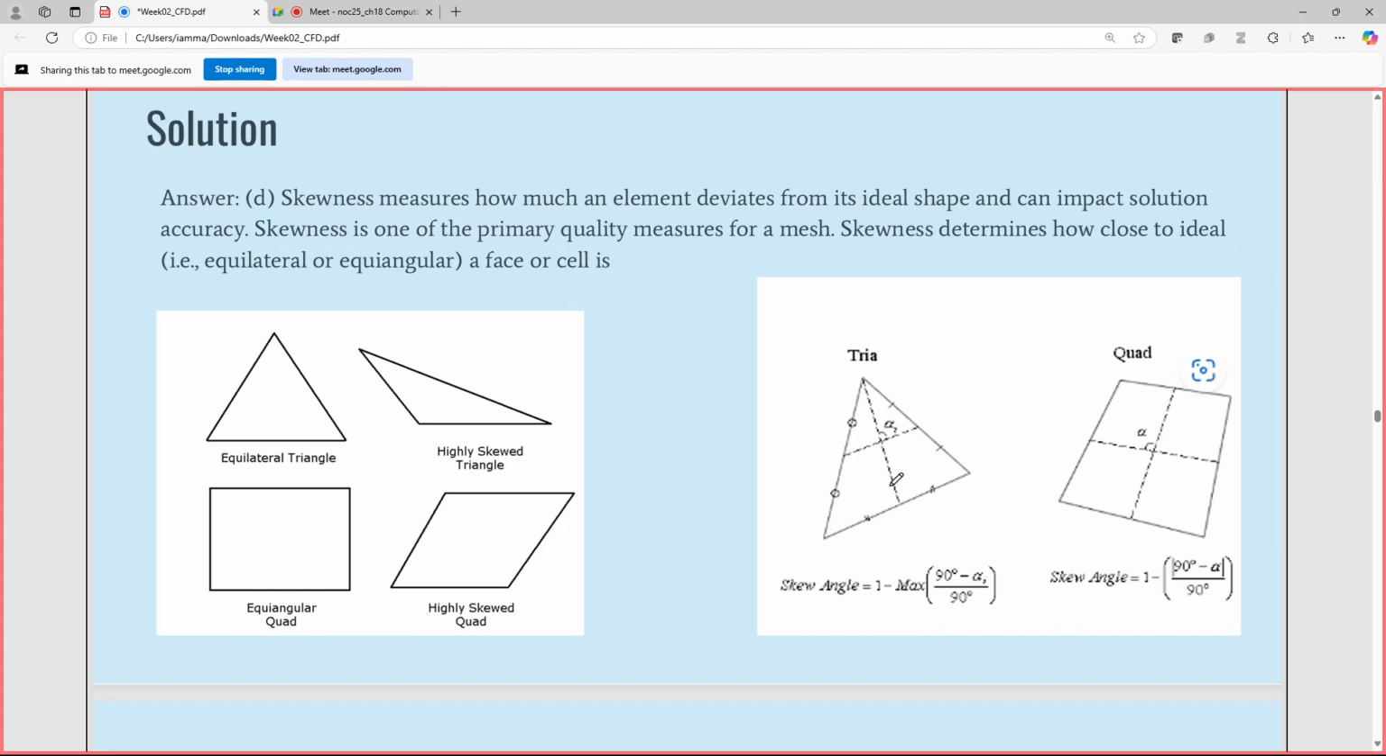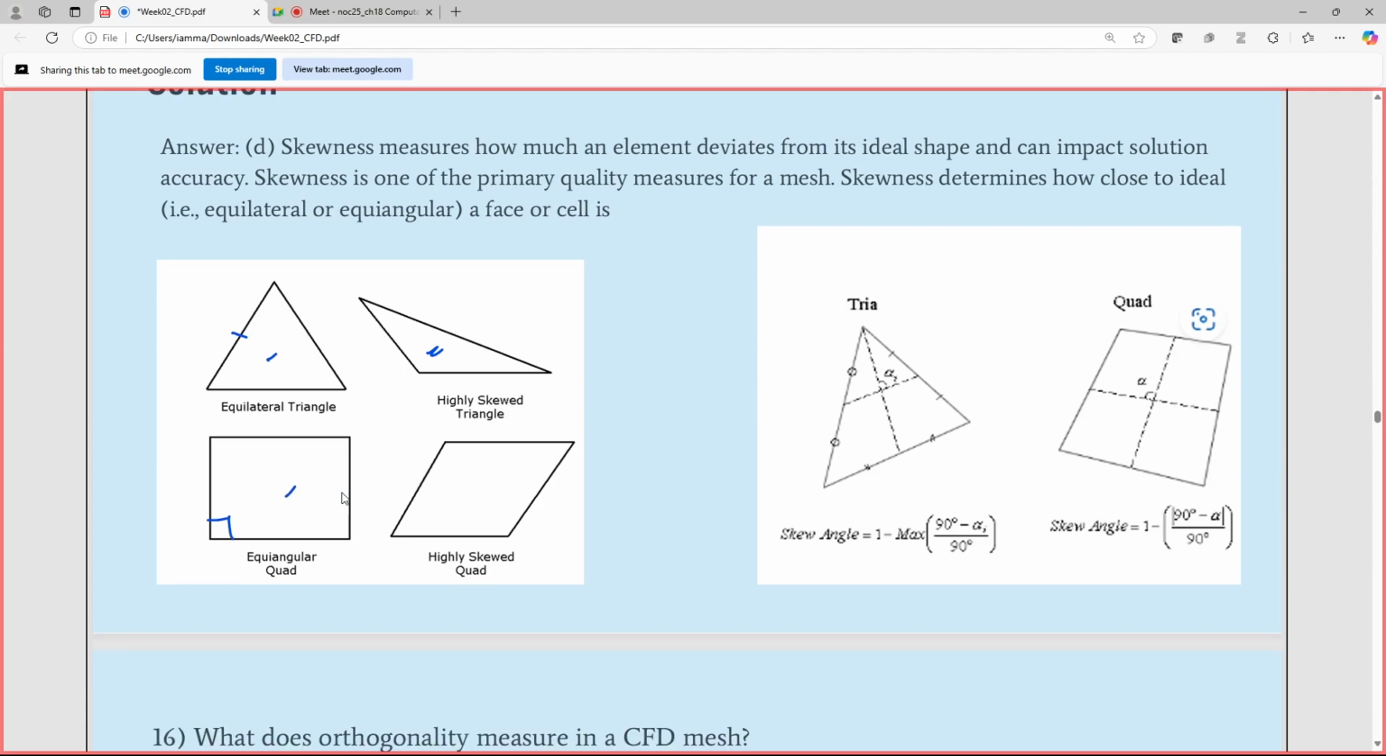For a 2D element, the ideal shape is the equilateral triangle. So this is a highly skewed triangle, and you know what an equilateral triangle is. All sides must be equal, and the included angle must be 60 degrees. All those constraints will be there, but this is the ideal case for a triangular element. For a rectangular element, an equiangular quad is the ideal element. That is, all the angles should be 90 degrees. So this is the ideal case, and this is a skewed case.